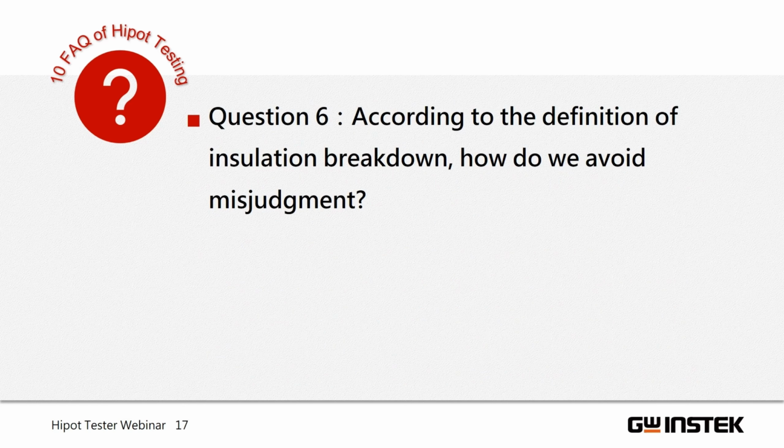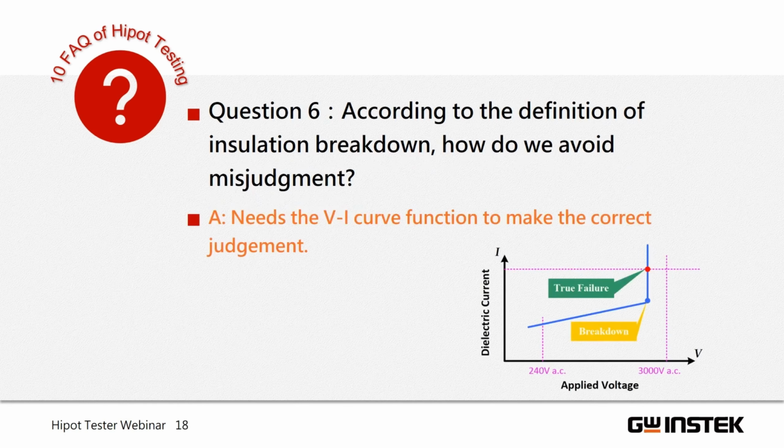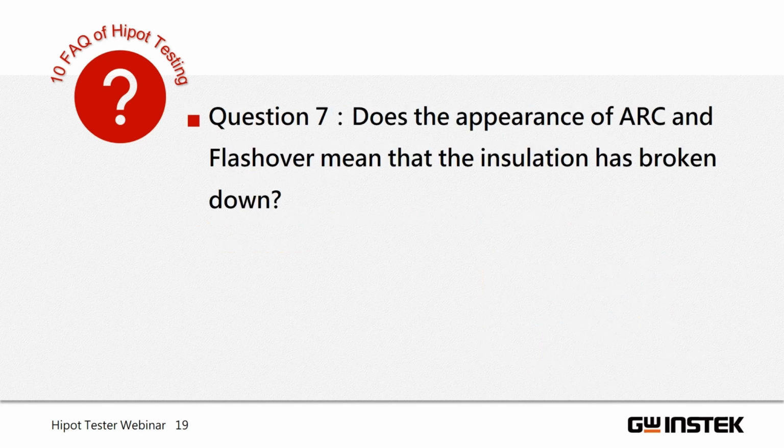Question 6. According to the definition of insulation breakdown, how do we avoid misjudgment? After question 5, we already understand the definition, but what is the best way to make the correct judgment? The best way is using the VI curve function. In the figure, we can see the current is rising slowly and proportionally to the applied voltage level in the beginning. Then we can see the current suddenly rising rapidly at a point and exceeding the high limit of the current setting. Since we can observe a sharp change in the VI curve, we can conclude that this is due to an insulation breakdown.